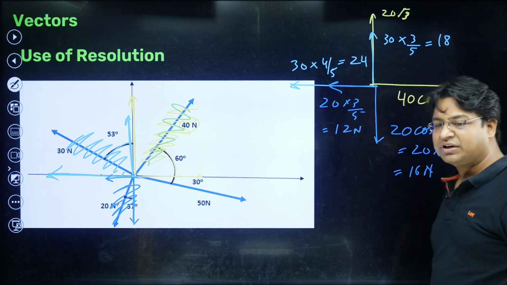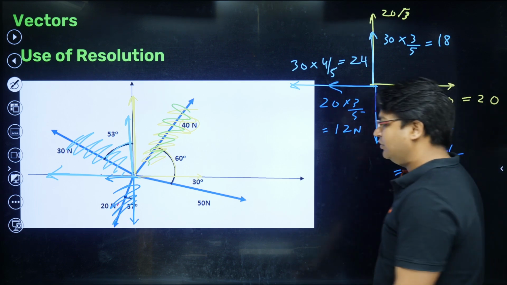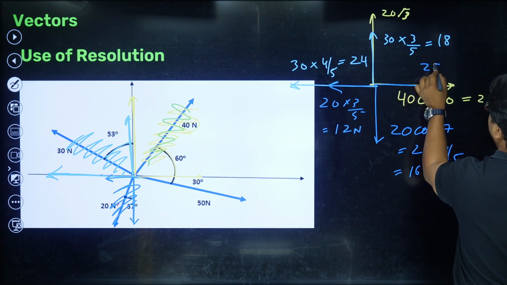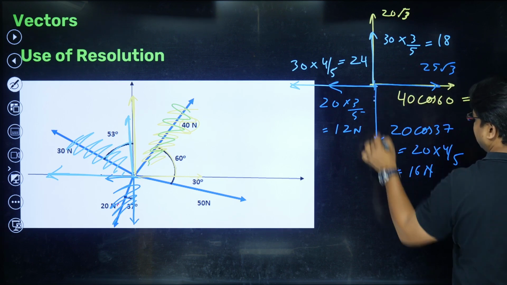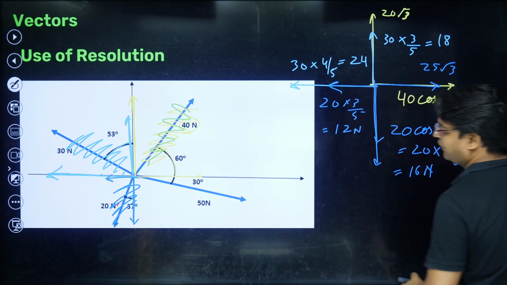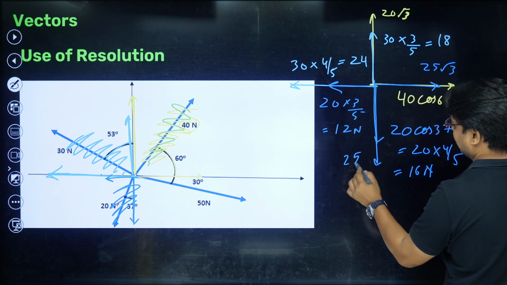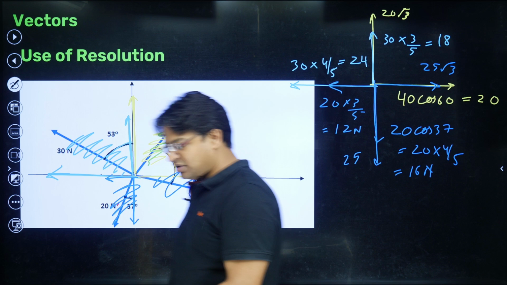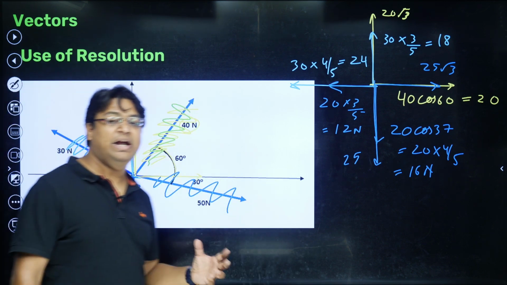So we have removed 3 vectors, we have made 6 vectors. Now the last one. 50 cos 30 would be 25 root 3, and then in the downward direction that would be 50 sin 30, so that would be 25. So now what we have done, we have split the 4 vectors into 8 vectors.